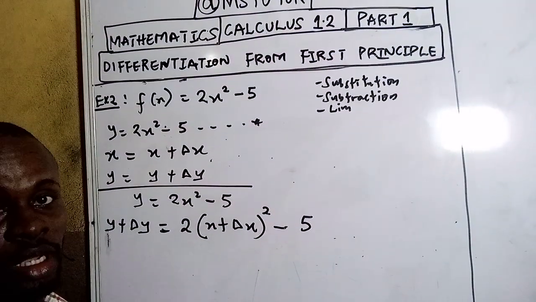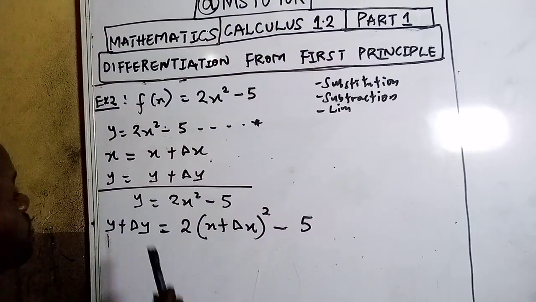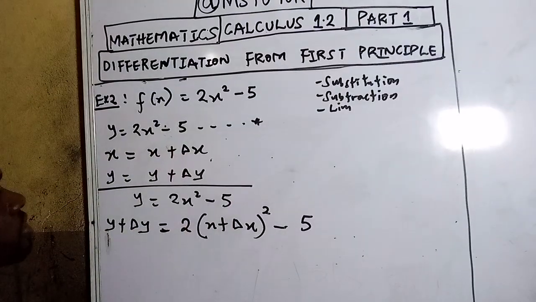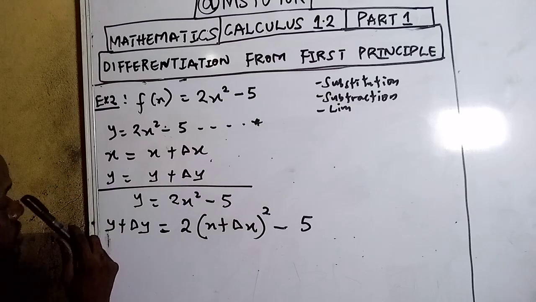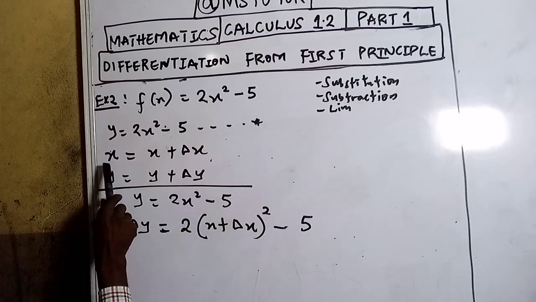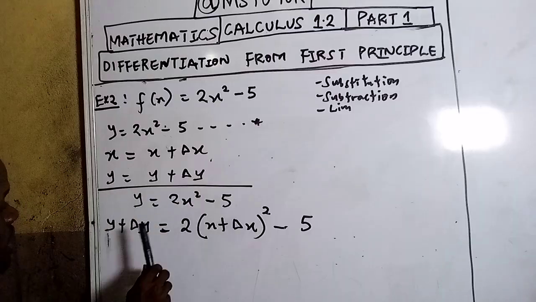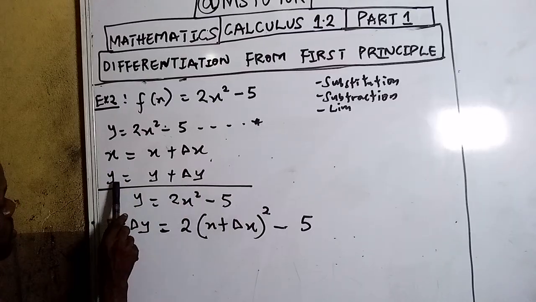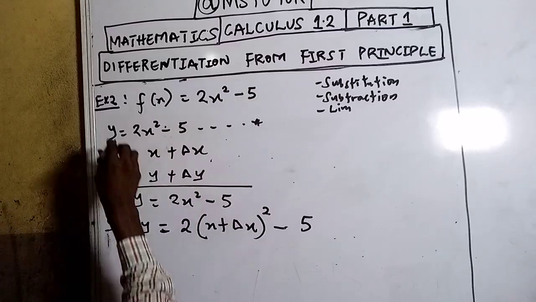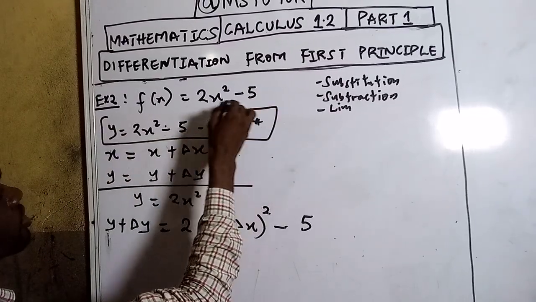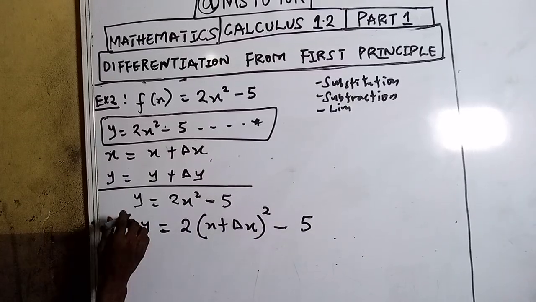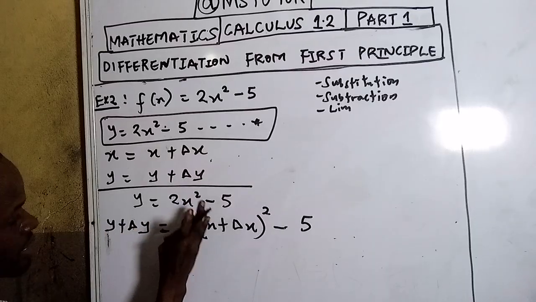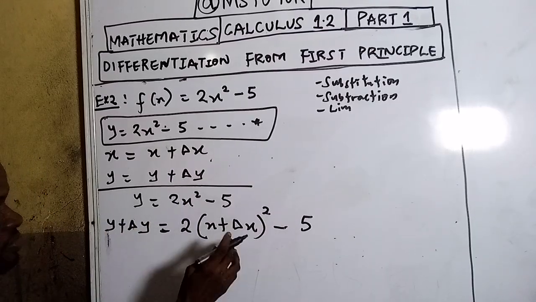Let's check back now. Don't forget that f of x equals 2x squared minus 5. So y equals 2x squared minus 5, which is star 1. Then as y increases, x increases. So anywhere we see x, we put x plus dx, and anywhere we see y in this expression, we put y plus dy. Now our y changes to this, our x changes to this, and remember there's this square, so we have expansion to go on this side.